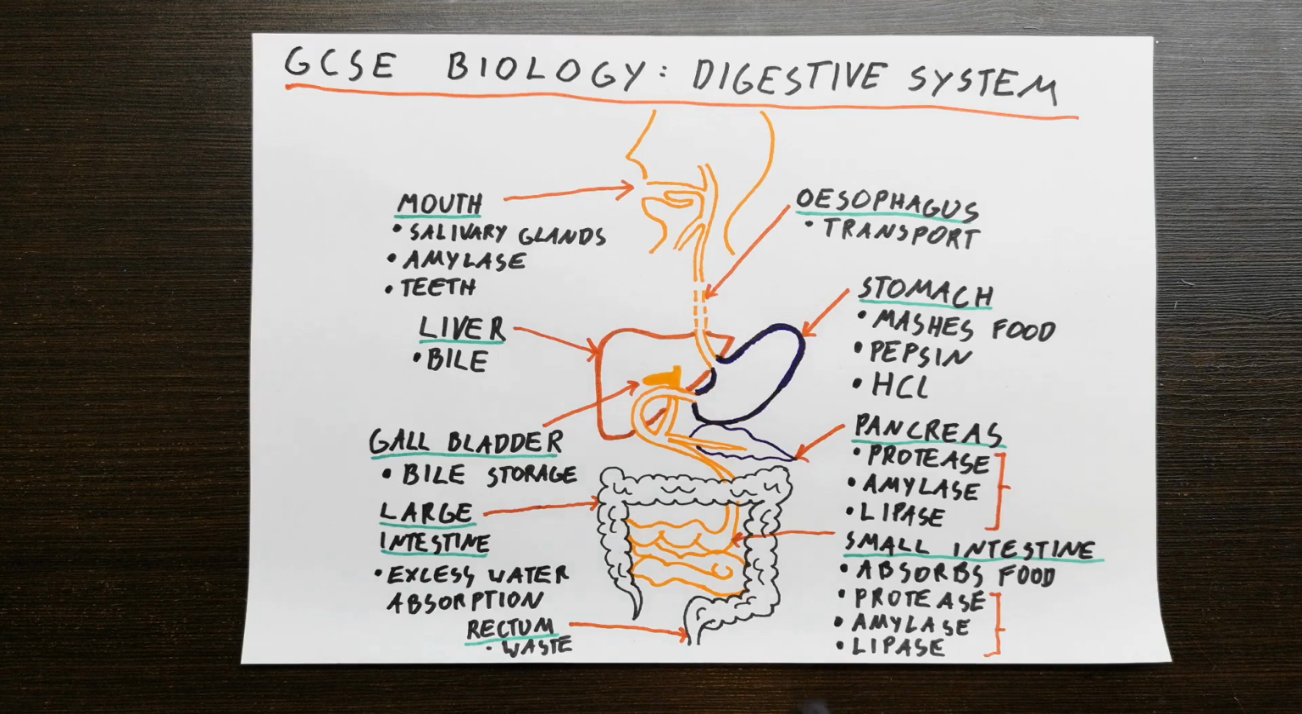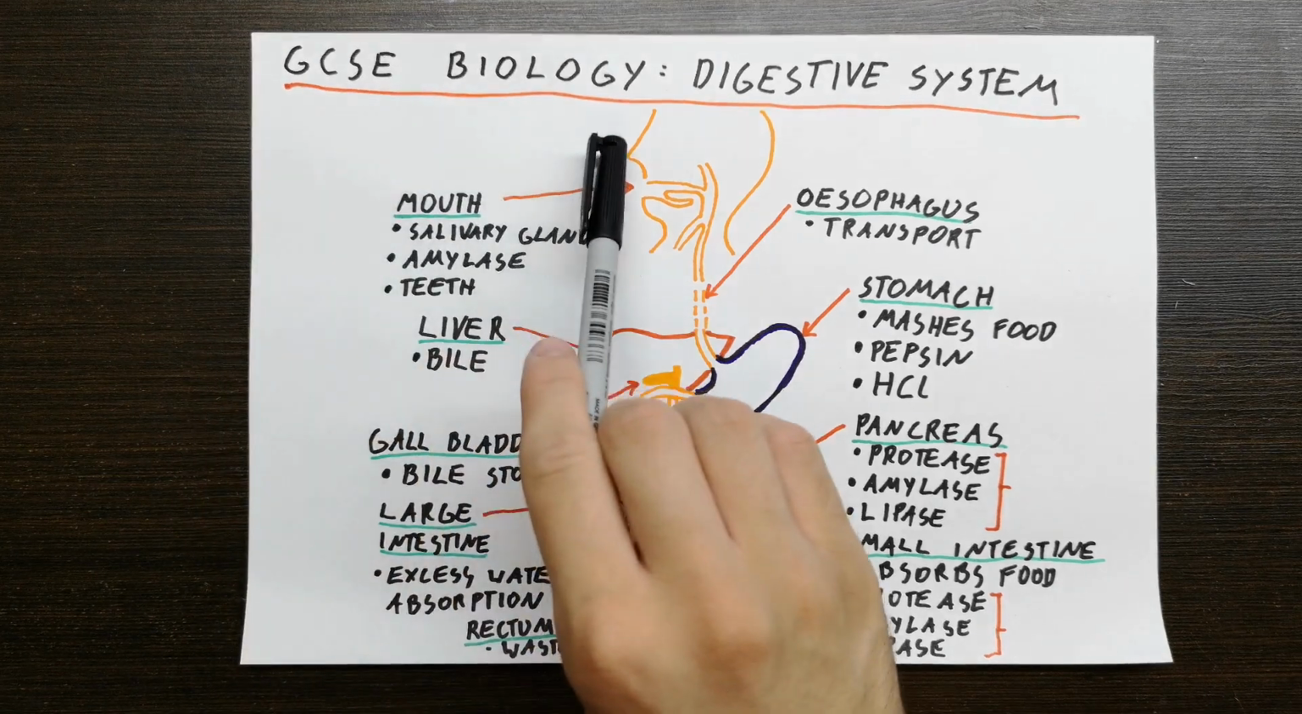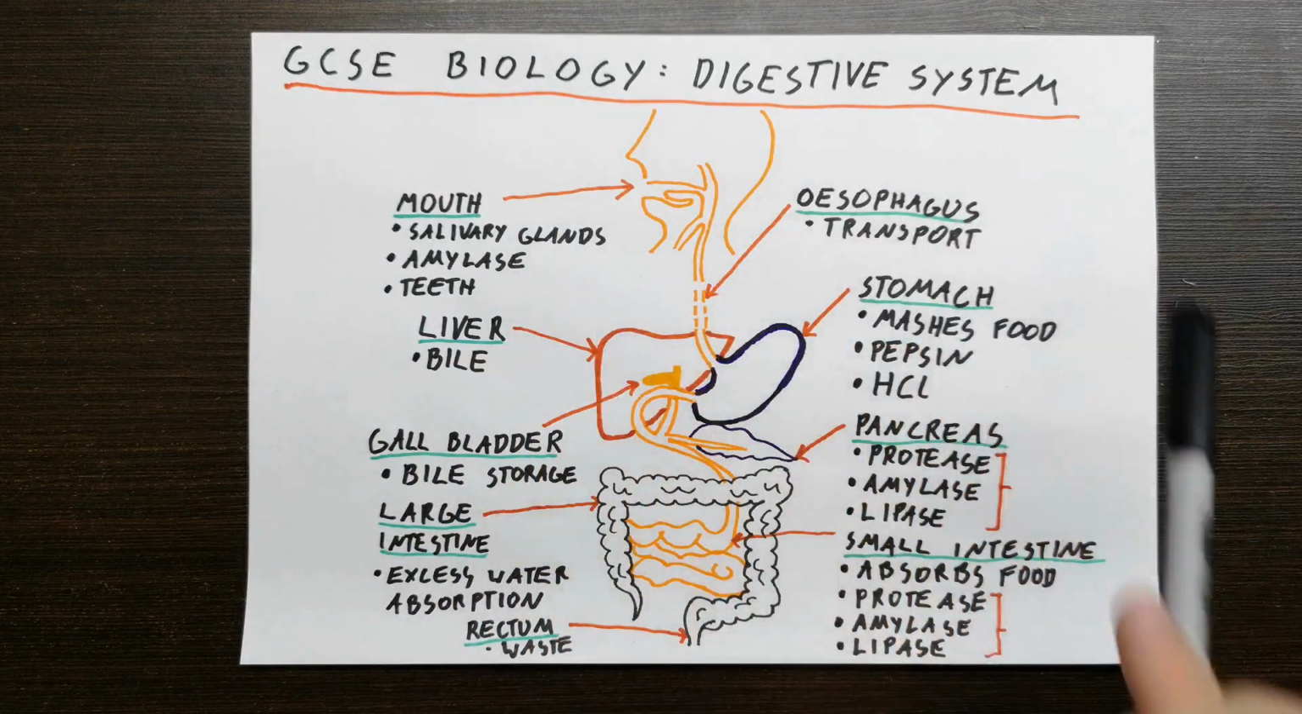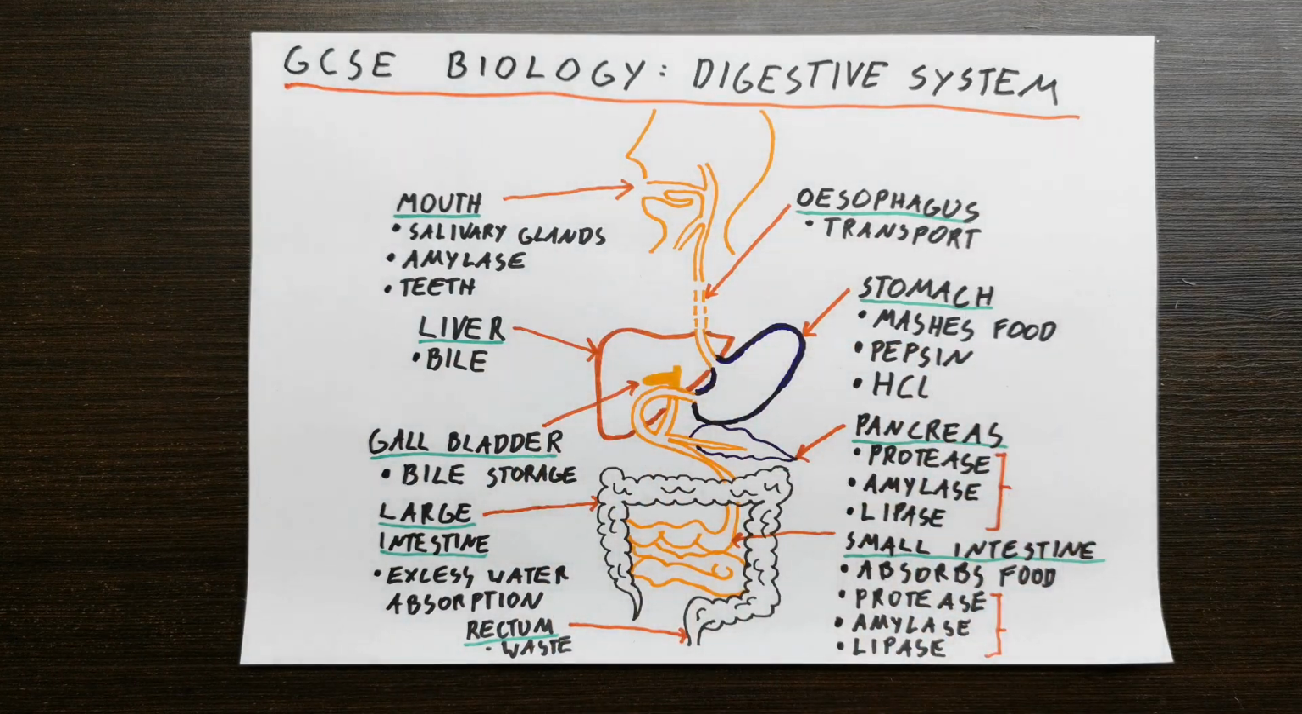Today we'll be looking at GCSE Biology Digestive System. So today I will give you an overview of what the human digestive system is and how it works, and what the main organs involved in the digestive system are. And I will outline the main functions and all the important bits and bobs you need to know about the human digestive system. So, without further ado, let's get started.